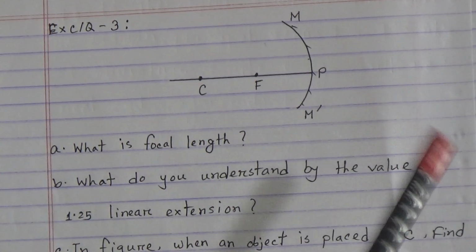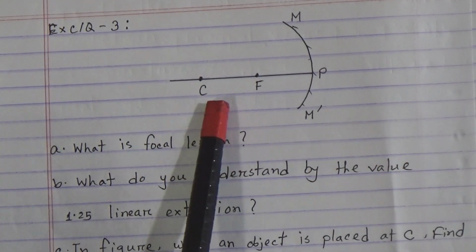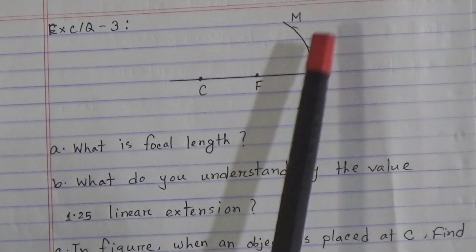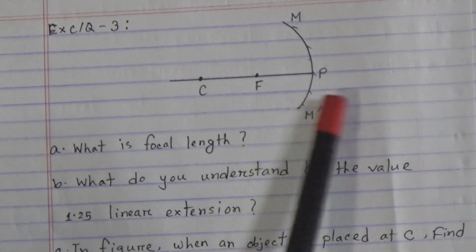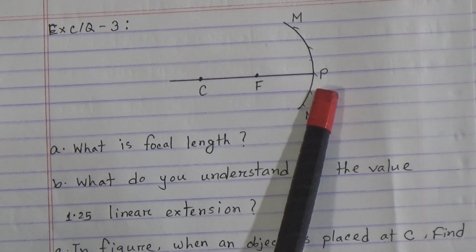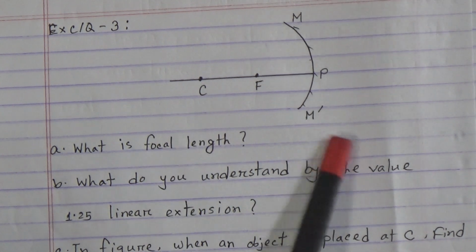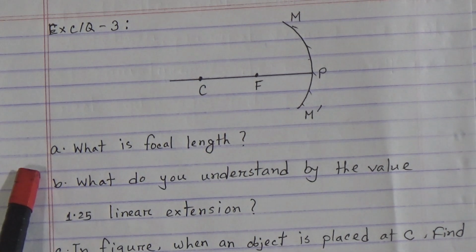My dear students, see this figure here given a concave mirror. This one is a concave mirror M dash. Here also given P, that means pole. This is the F means focal length and C means the center of the curvature. Okay, now see the question.